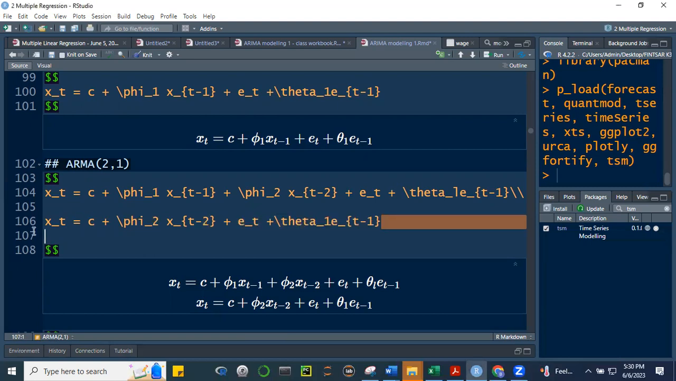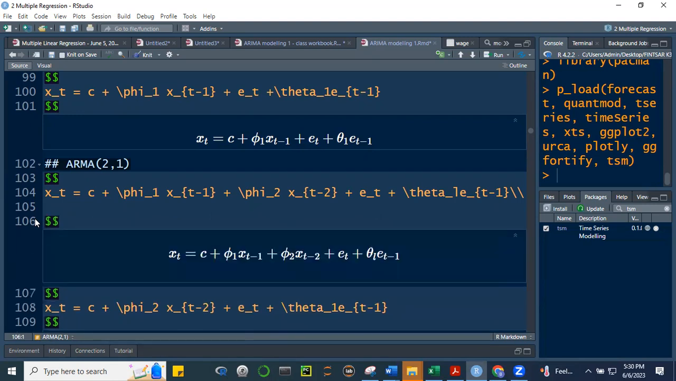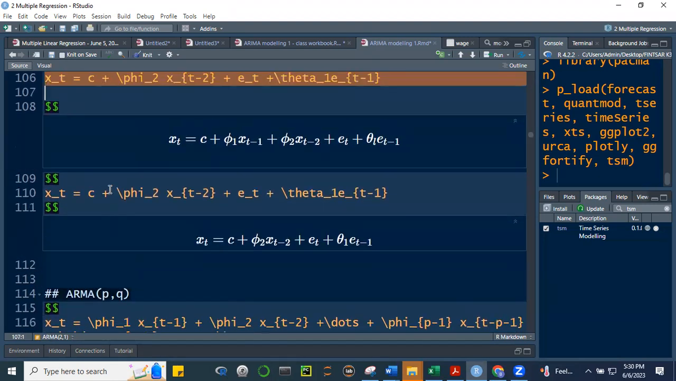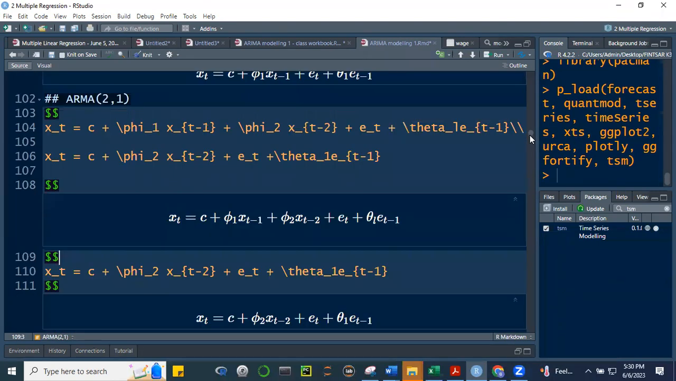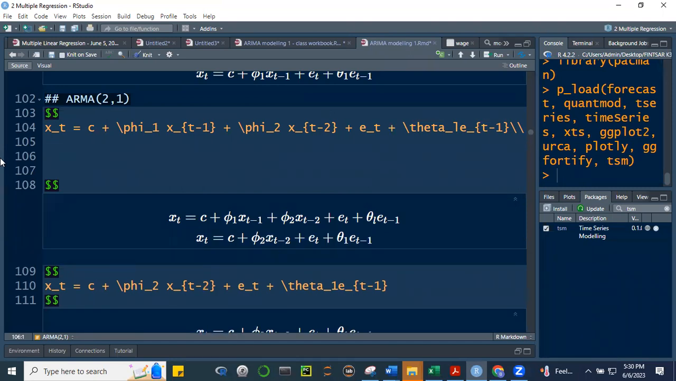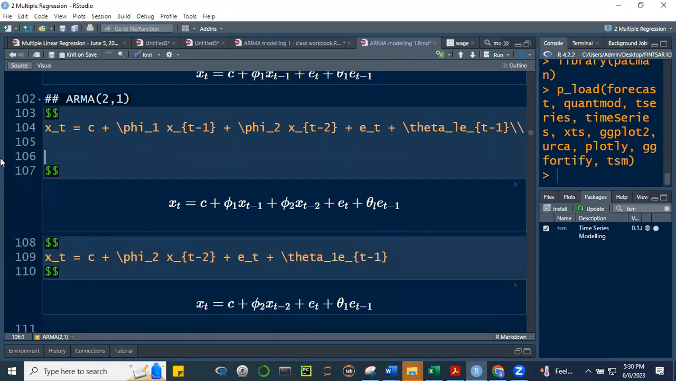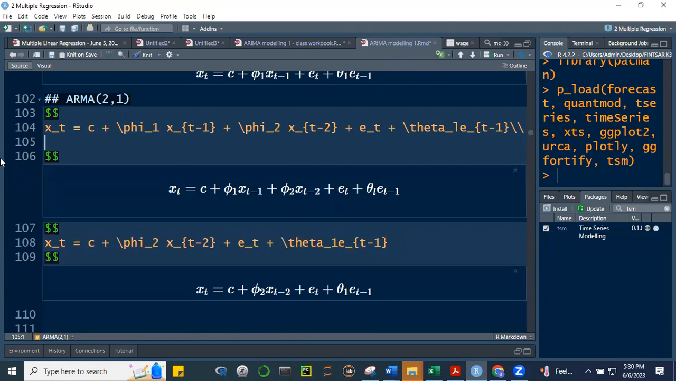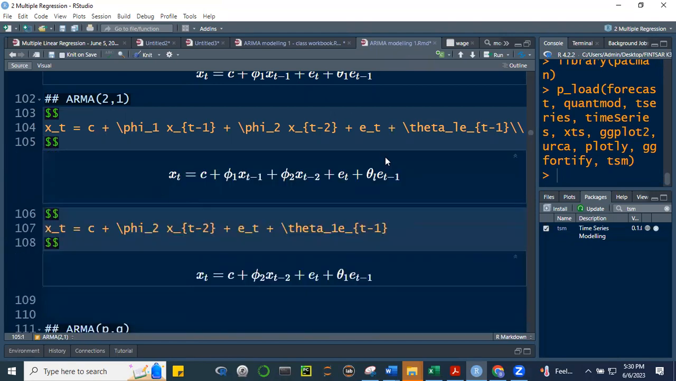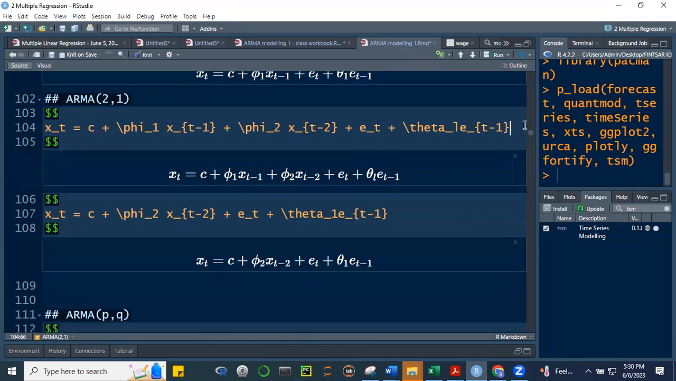So this is an Arima. Okay, yung dalawang slash pala dito, it means next line siya. Okay. So this is your Arma 2-1.